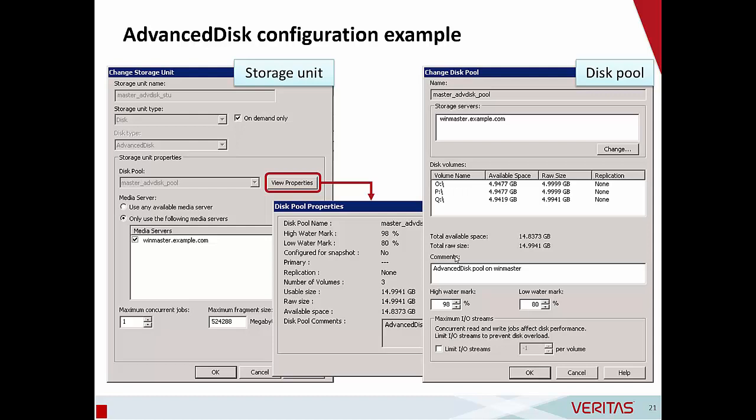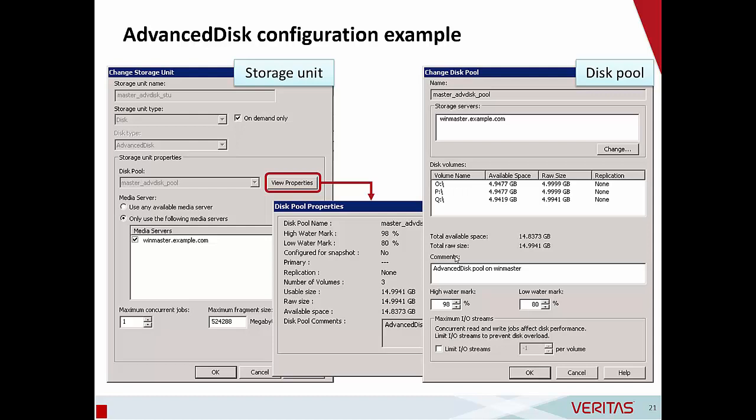But notice that in the disk pool object, there is also a limit I/O streams, and the difference here is max concurrent jobs at the storage unit level is the total amount of backup or duplication activity for the whole pool. No more than this number of jobs at any given time. But it doesn't say which job is going to which disk within the pool. It's just a total count. The limit I/O streams tool in the change disk pool settings, that really is a per volume setting. And so you expect there to be a relationship here.